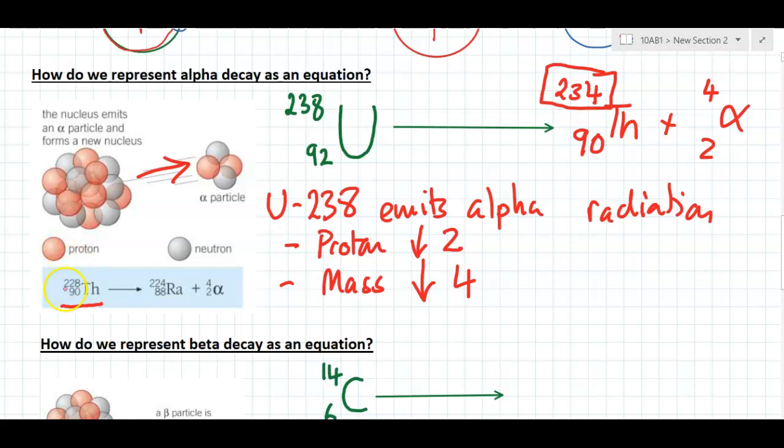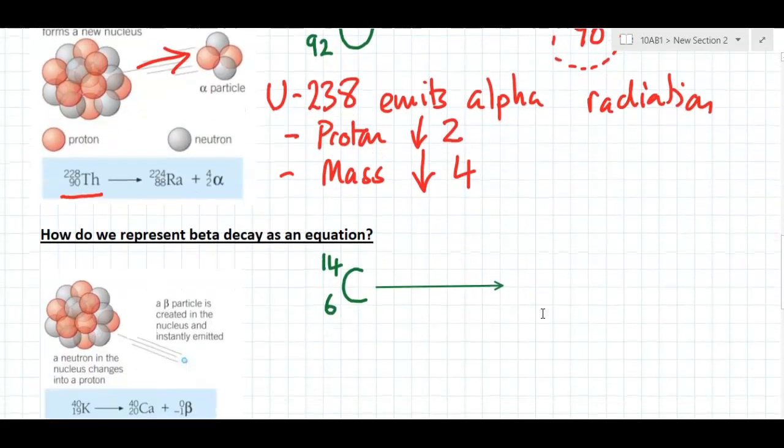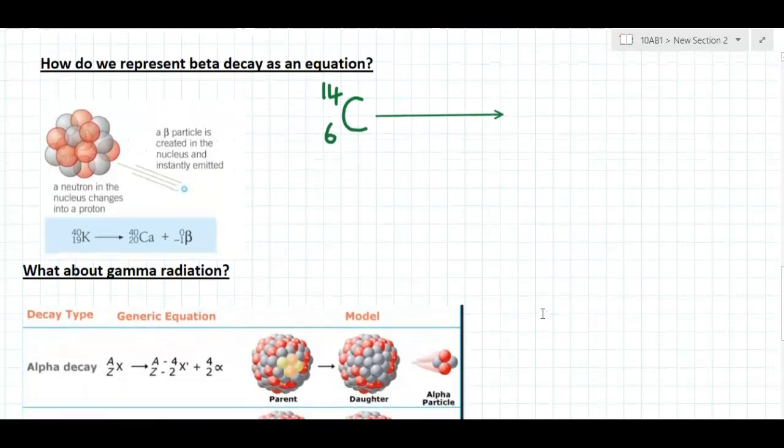Okay, so here you've got thorium, and here you've got thorium, and it's thorium because it's got 90 protons in its nucleus now. So during radioactive decay, atoms are literally changing into different atoms, a bit like old-fashioned alchemy.